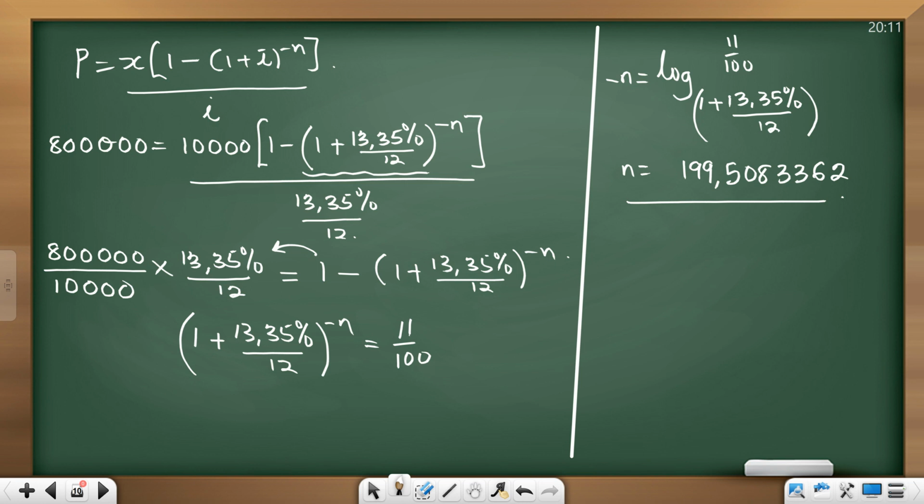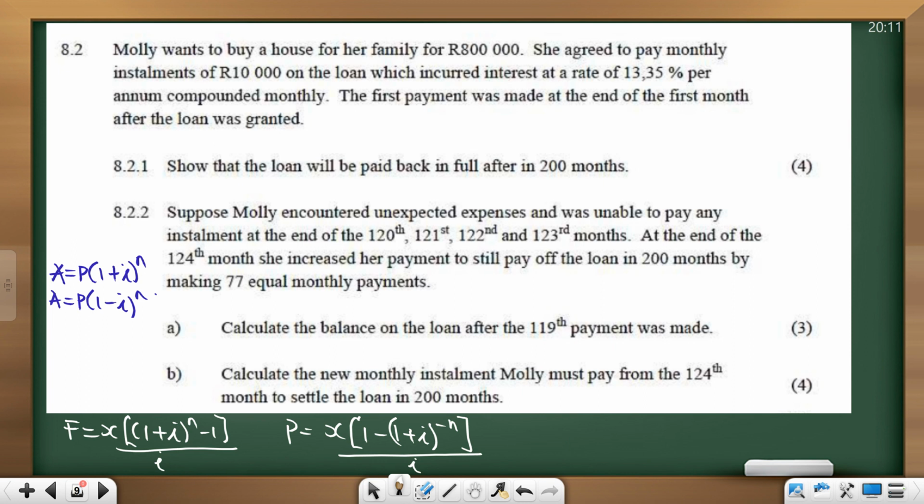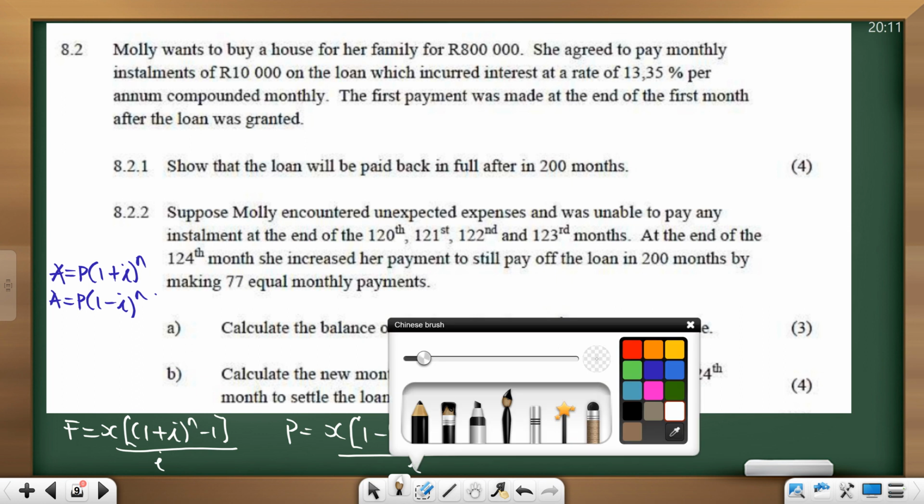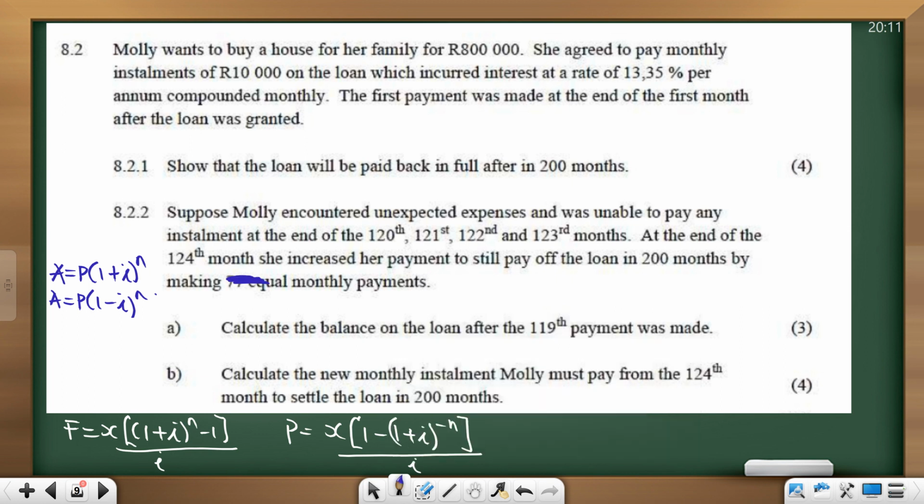Okay. Are we okay so far? All right. Okay, I might not even do all the calculations. I'll just explain this one. Suppose Molly encountered unexpected expenses and was unable to pay any installment at the end of the 120th, 21st, 22nd, and 23rd months. At the end of the 124th month, she increased her savings. Then you must be able to calculate that. Next learner, you must be able to get that number of payments. And I'm going to show you how to get it.